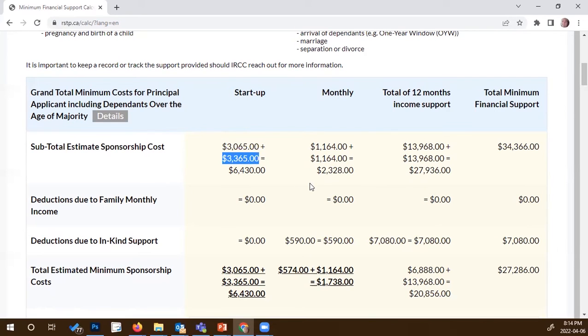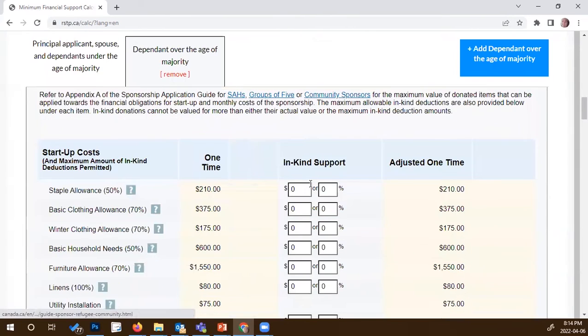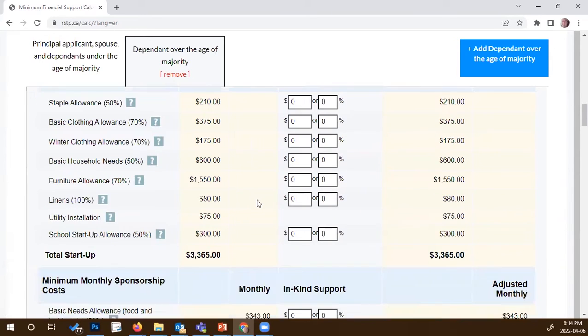So let's scroll down and take a look at the actual calculations for that dependent who's over 18. So when I scroll down, these are the in-kind deductions that can be made for startup costs. We're not going to include any for this demonstration. But one thing I wanted to point out is that the dependent who's over the age of majority is going to be between 18 and 22. And because they're a dependent child, they are entitled to school startup allowance. So that's why you see that the startup cost for this dependent is more than for the principal applicant.